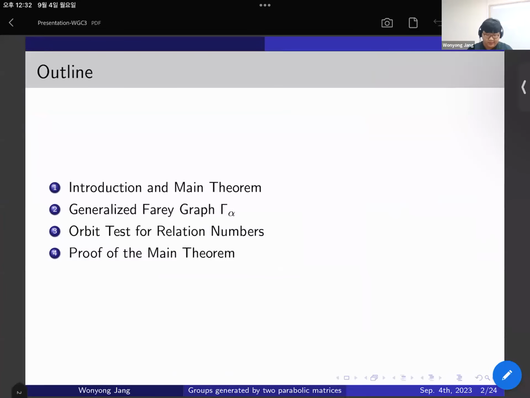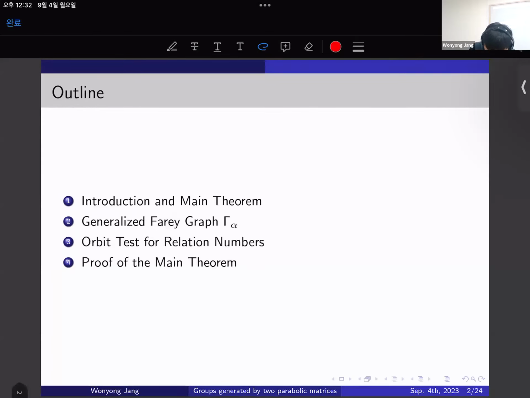Here is the outline of my talk. First, I will introduce background and known results and state our main theorem. Next, I will introduce two main ingredients for proving the main theorem. The first one is the generalized paragraph gamma alpha. And next, I will introduce the orbit test for non-freeness. And lastly, I will give a short sketch of the proof of the main theorem.